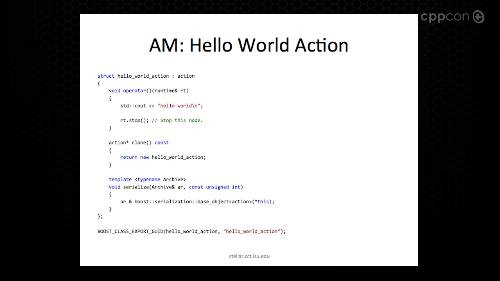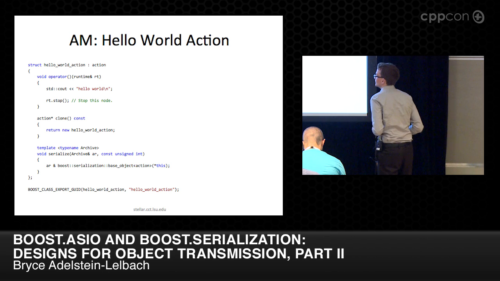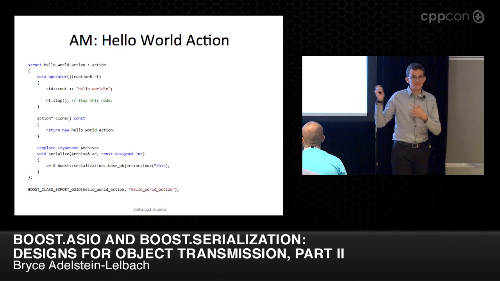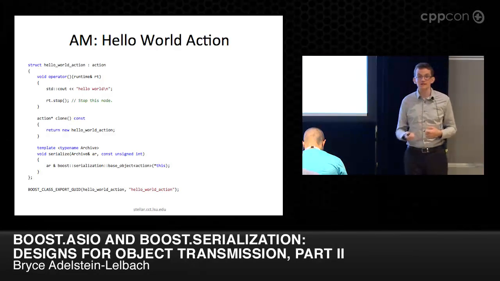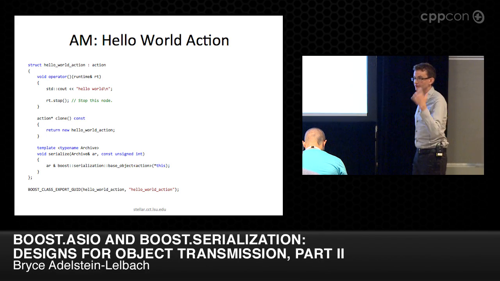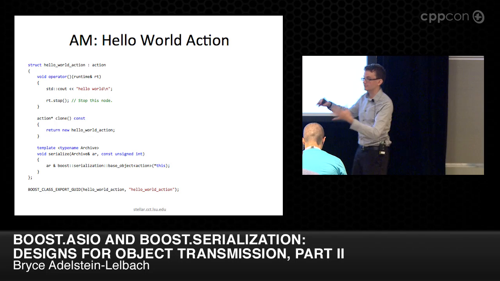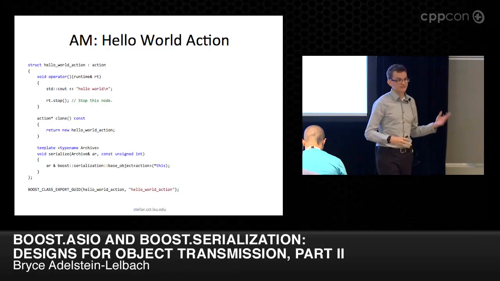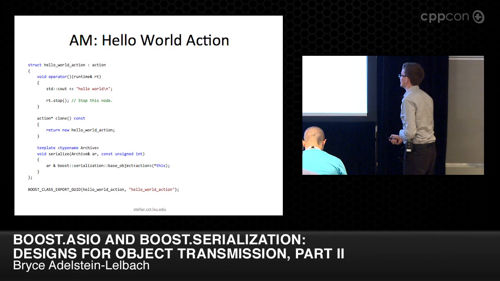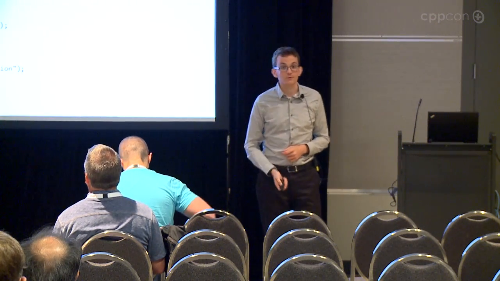So here's our hello world action, which uses our action base class. It's pretty boring. It just prints out hello world, and it stops the node. And serialization is pretty boring because this is just an action. It doesn't have any data associated with it. The data associated with it is the type. So we're serializing this action, and then on the other end, we're going to deserialize it as hello world action, and that's the information. The information is that the thing we're deserializing is hello world action. And again, we've got this magic here and this magic here to make the serialization of the base class pointer work.